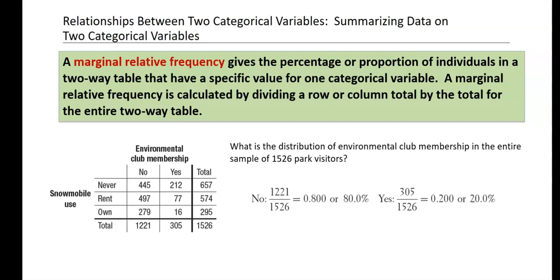We could do the same thing for snowmobile use, except there'd be three components, right? There'd be the nevers, the rent, and the owned folks. And we take the marginal frequencies of each.